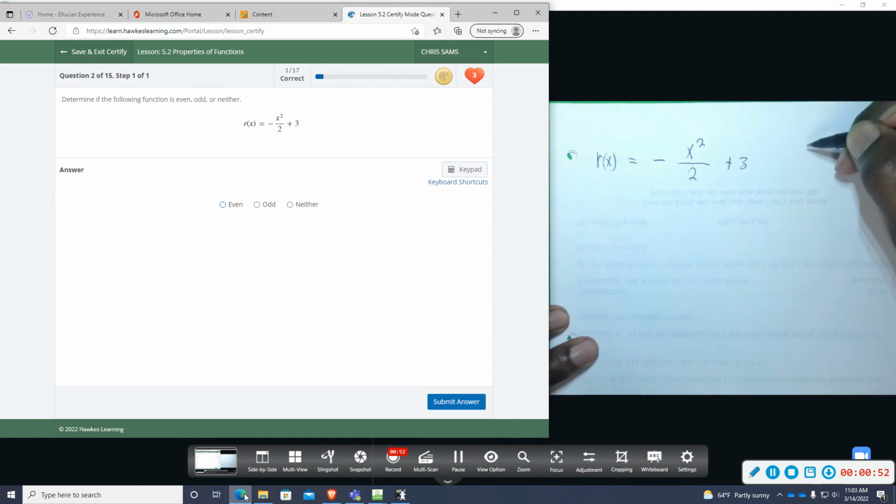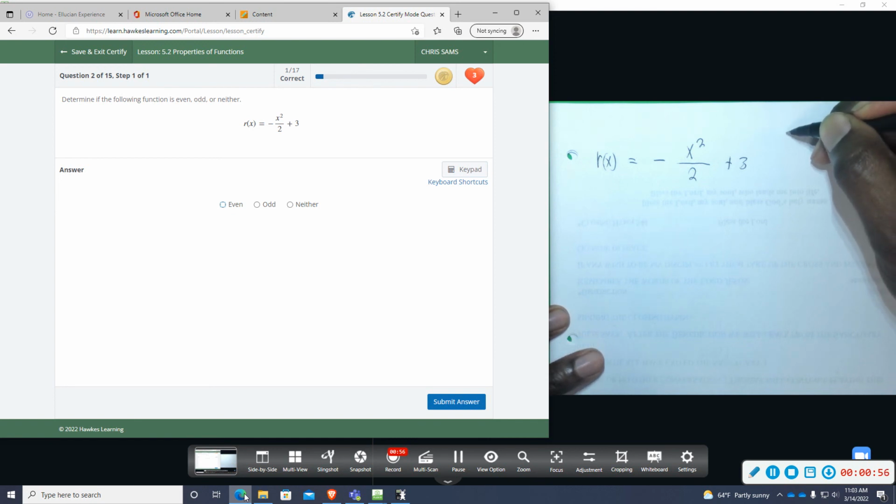Let me just give you the full blown. So when we start talking about symmetry and transformation of functions, the general form of a transformation is this. We'll just say b, x minus h, and then plus k.